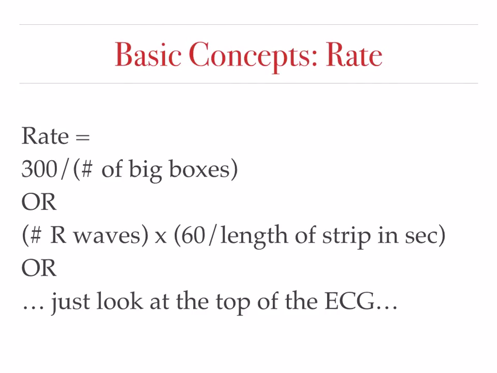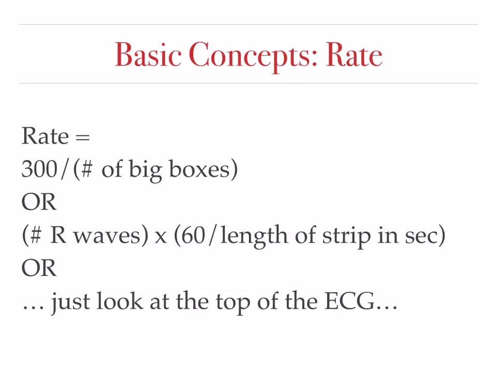The easiest way that I like to do this is I like to take the number 300 and divide it by the number of big boxes in between two R peaks. The bad thing about this method is that by only looking at two R peaks, if you have an irregular rhythm such as atrial fibrillation, you're not going to get an accurate rate.